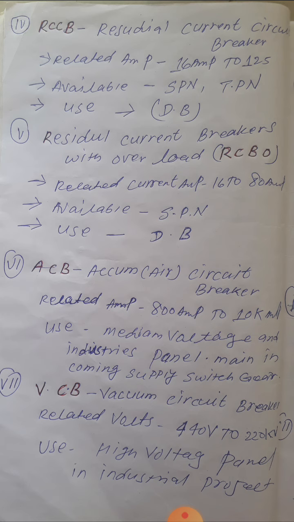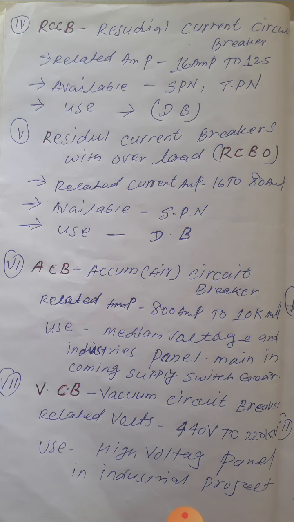Every electrical equipment and device gets updated every year. Old model is ELCB and new model is RCCB. Related current is also 16 amps to 125 amps. Available in SPN and TPN, same as ELCB, single pole with neutral and triple pole with neutral. Used in the distribution board.